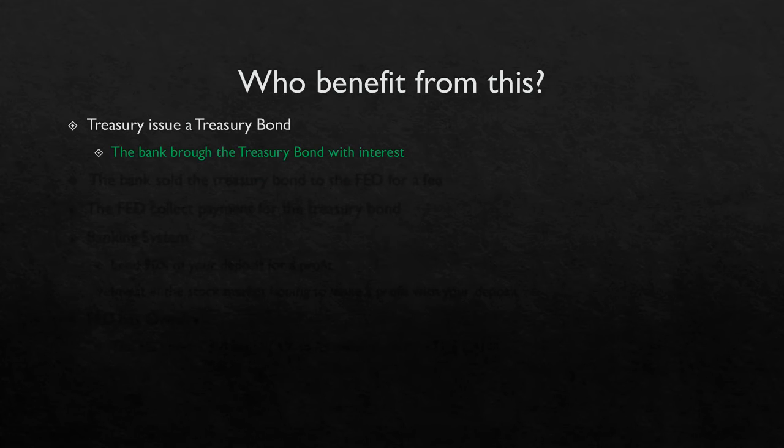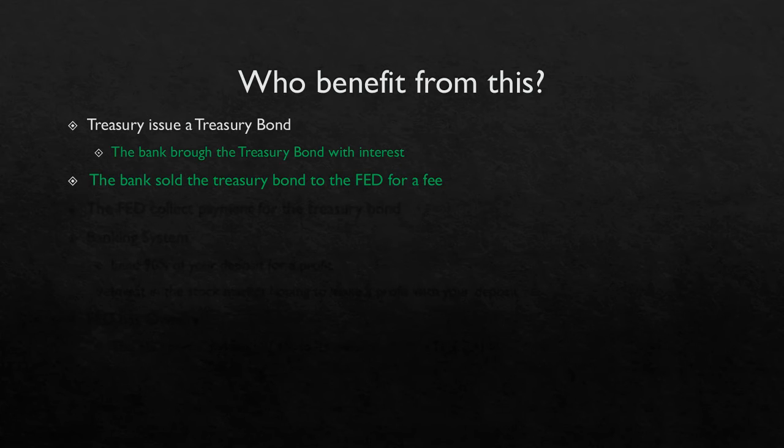So let's evaluate who's really benefiting from this whole system. We know the system started when the Treasury issued a Treasury bond. Nobody made any money yet. It's just a piece of paper that was created. The second the bank bought the Treasury bond for interest, they made money, because now they made the interest on that Treasury bond. The bank also made money when they sold that Treasury bond to the Fed.